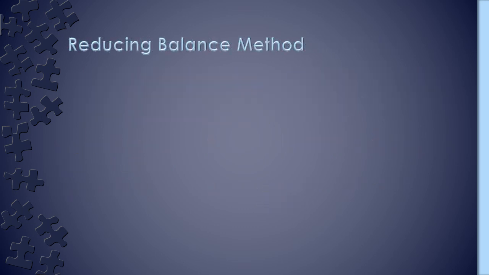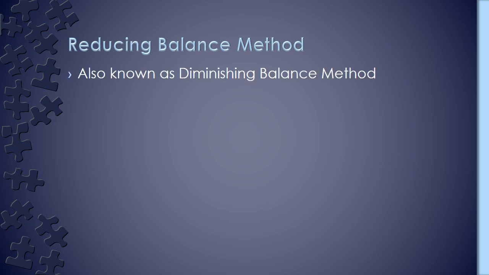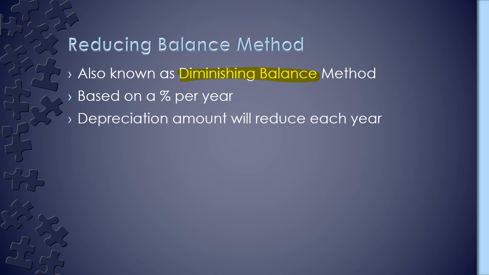So our next method is the reducing balance method. This is also known as the diminishing balance method. I think the terminology has changed a couple of times. I know my tutor used to refer to it as the reducing balance method, and I think now AAT use the diminishing balance method, but they are the same. The depreciation of an asset is based on a percentage per year. And the depreciation amount will reduce each year.